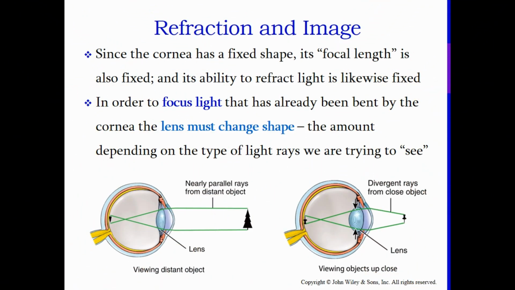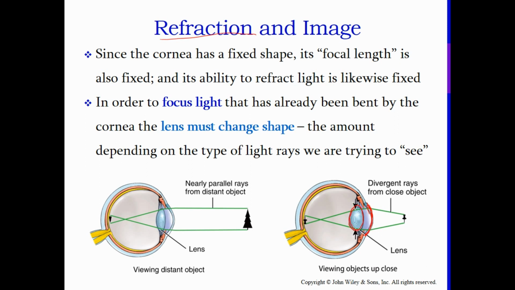Refraction and image. Refraction means the bending of light. Since the cornea has a fixed shape, its focal length is also fixed, and its ability to refract light is likewise fixed. So that means your cornea is not going to change its thickness, unless you have LASIK. The amount of light bending that it does never changes. It's fixed. So when we change the bending of light to focus as we look at objects, we do it with the lens, okay?